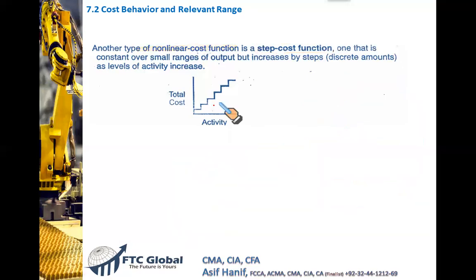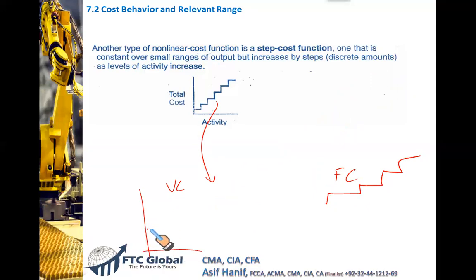This step function can be shown both by variable cost and by fixed cost. Fixed cost makes sense. We have just seen that your rent stays fixed for a certain space, but as the space is increased for storage, your fixed cost takes steps. And your variable cost can also take steps. For example, we have just learned that variable cost per unit is supposed to be the same. But what if your supplier gives you quantity discounts? In that case, as you keep on purchasing more units, your variable cost per unit tends to fall.